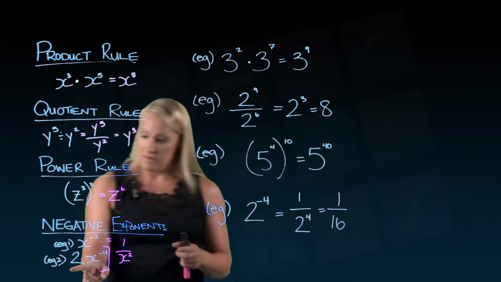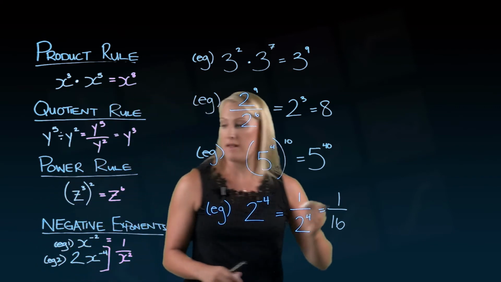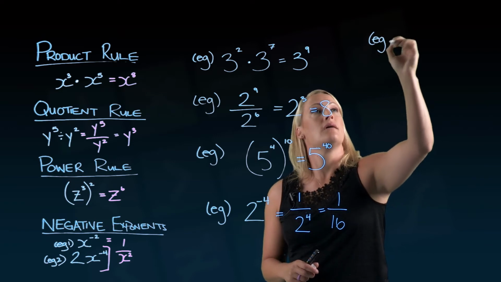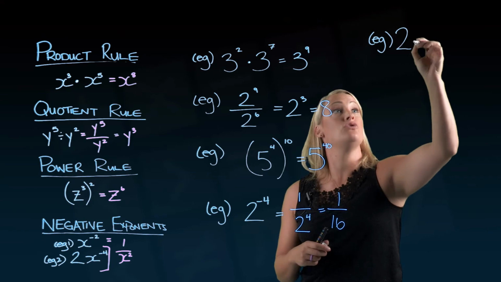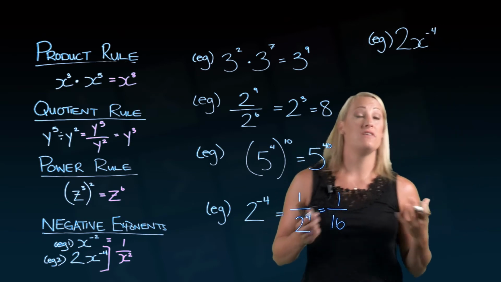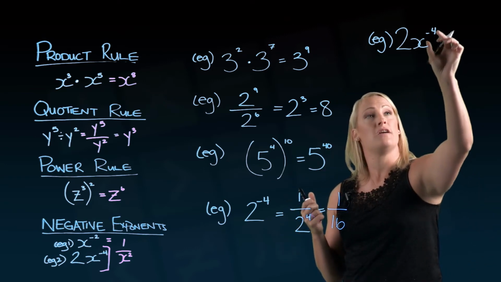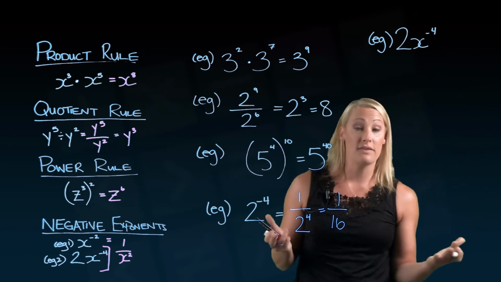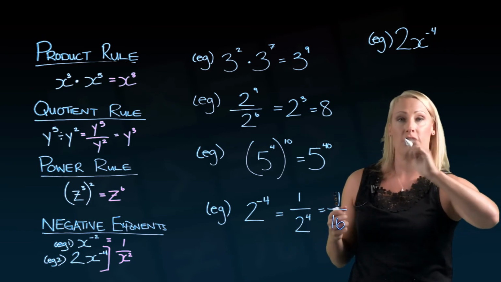So let's take a look at this other one now. I threw it up there because I didn't want to forget an example like that. So I've got 2x to the power of negative 4. And the reason I wanted to visit that value is because this power of negative 4 is actually just sitting beside the x. It has nothing to do with the 2. The 2 is just multiplied by x to the power of negative 4.